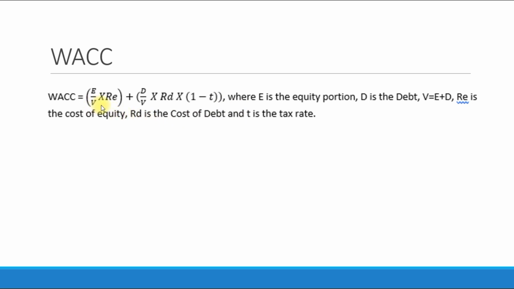which means the first term, E by V into RE, is equity divided by the total of equity and debt, or the value, into RE, which is nothing but the cost of equity. So that is the equity term. And the debt term is D by V into RD into 1 minus T, which is debt by the total of equity and debt, into cost of debt, into 1 minus T. T is the tax rate. So that is the debt term. So you have to add these two to find out what is WACC, or the weighted average cost of capital.